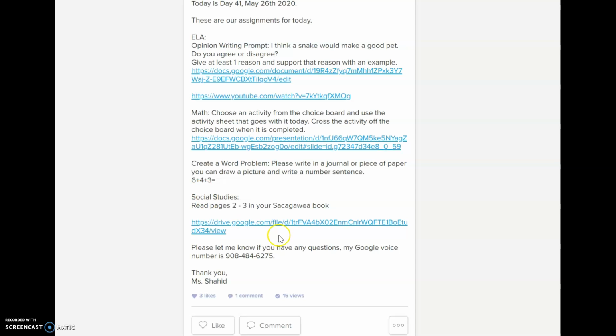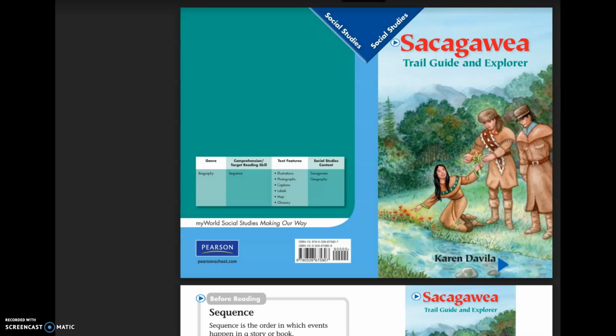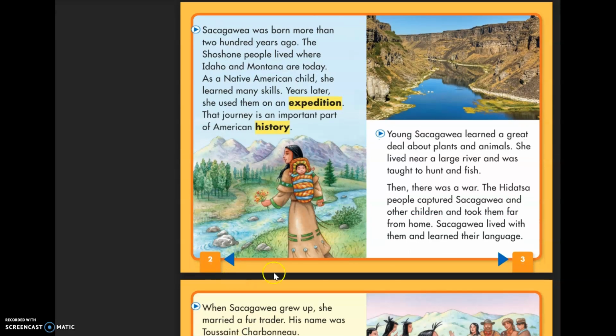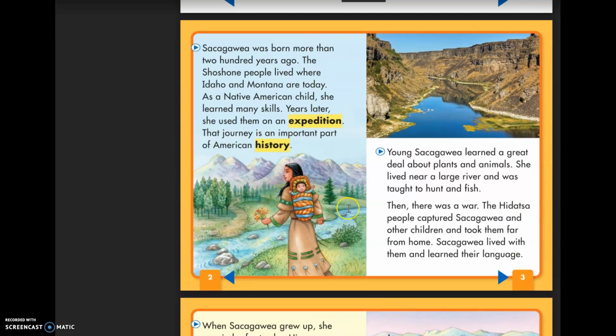For social studies, we have a new topic, and we're going to learn about a Native American who was very helpful to explorers Lewis and Clark to help them find new land. Her name was Sacagawea, and we have to read pages 2 and 3. I'm going to read it for you.